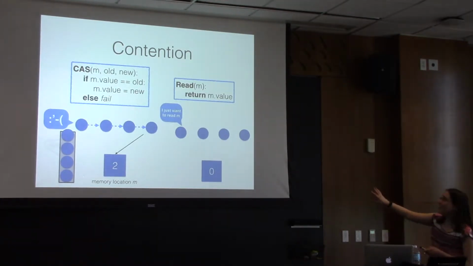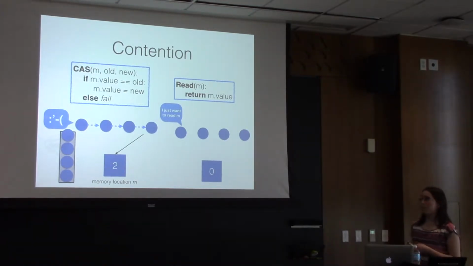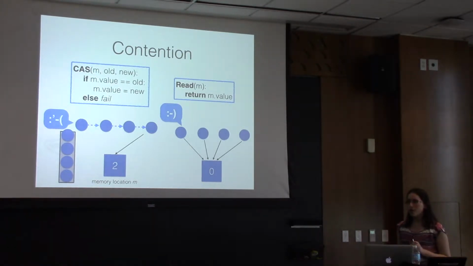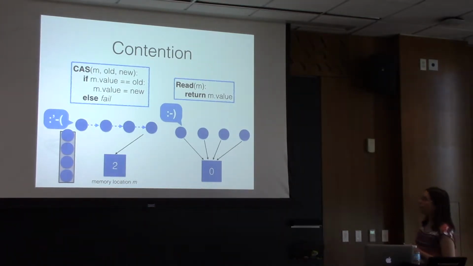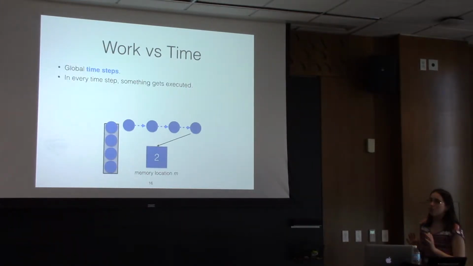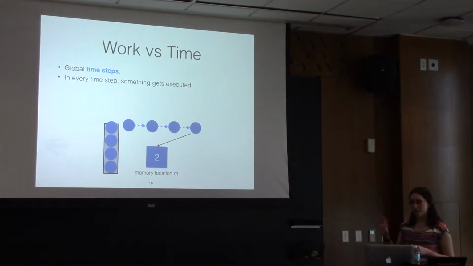But if it just wanted to read the value and everybody else wanted to read the value as well, they can all go through in parallel. So what really gets sequentialized in the hardware is changing values on the memory location. Okay, so this is our basic situation. And now I'm going to talk about how we're going to evaluate algorithms in this setting.